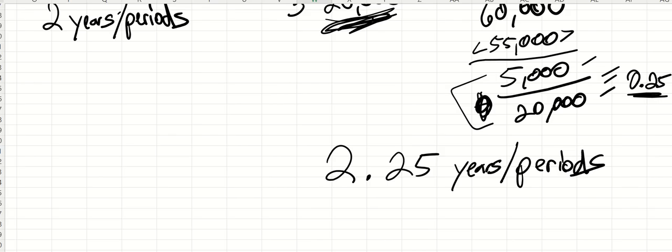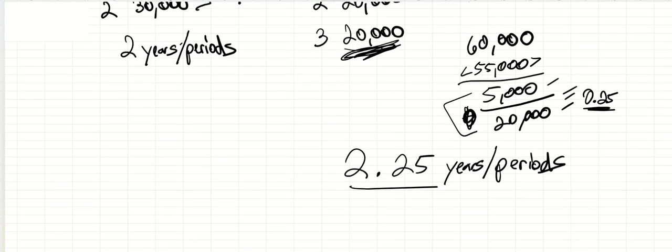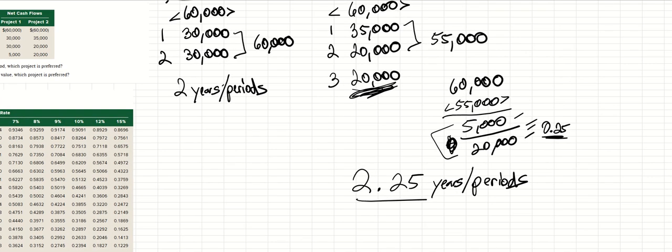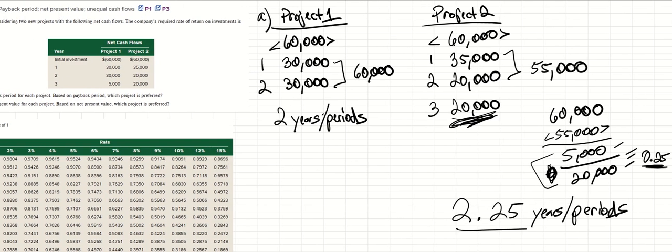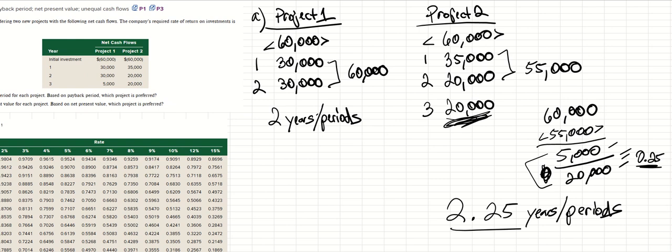Okay, so this lets you know that it's going to take more than 2 years to recoup the investment, but less than 3 years. So, just basing off of these two projects' payback periods that are computed, well, the sooner you get paid back, the better, which means that what it does ask us is which project is preferred. Project 1 is preferred based on the payback period.